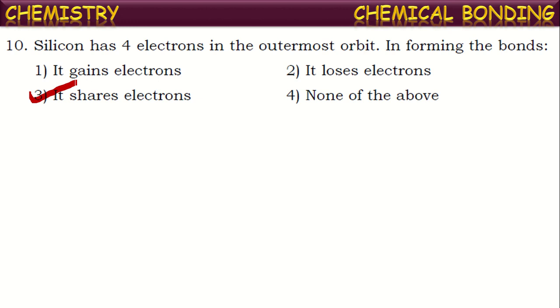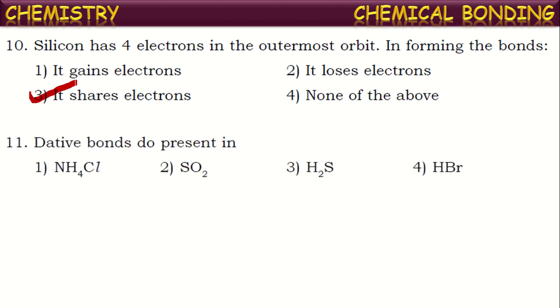Okay, next, dative bonds are not present in. See, in which molecule is there no dative bond? NH4 plus ion formation has one dative bond. SO2 forms one dative bond with one oxygen, and it forms one double bond with the other oxygen. In case of H2S also, there is a dative bond between hydrogen and sulfur. Whereas in case of HBr, there is only one covalent bond, which is not a dative bond. Okay, HBr does not contain a dative bond.